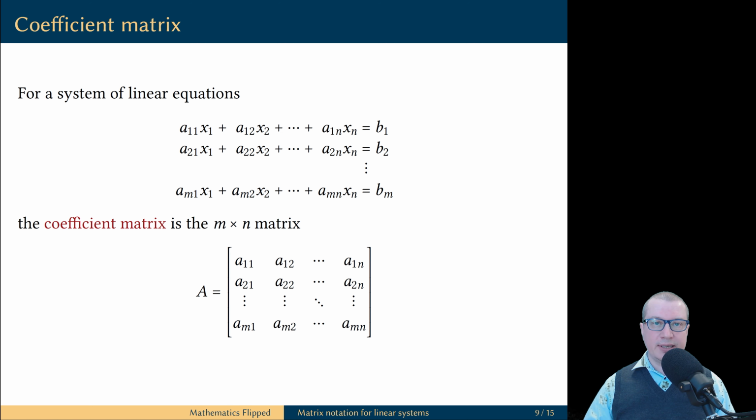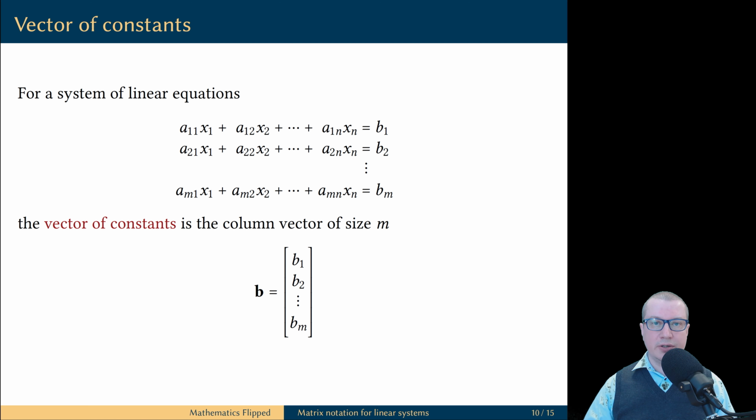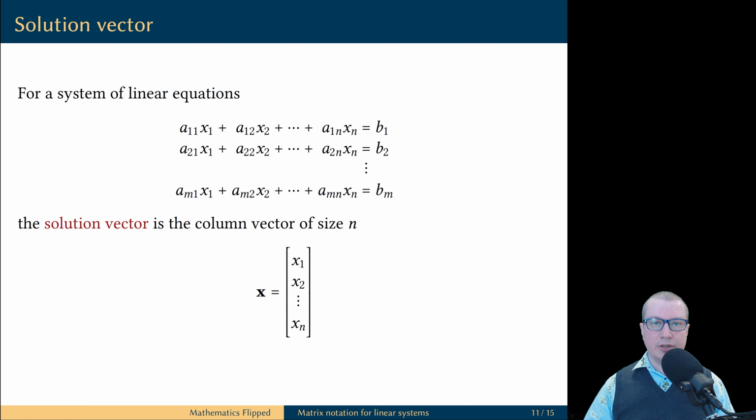Given a linear system, its coefficient matrix is a matrix which consists of the numbers which multiply the variables on the left-hand side. Notice how the indices of the coefficients in the linear system match our notation for the indices of the entries in the matrix. The vector of constants of a linear system is a column vector which contains the numbers from the right-hand side of the system of the equations. The solution vector is a column vector which contains the unknowns in the linear system.